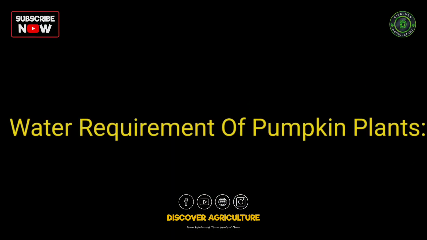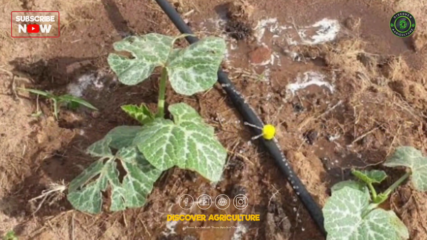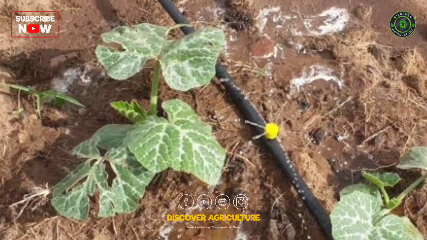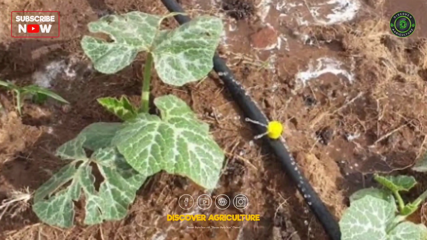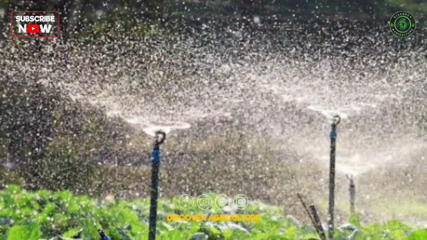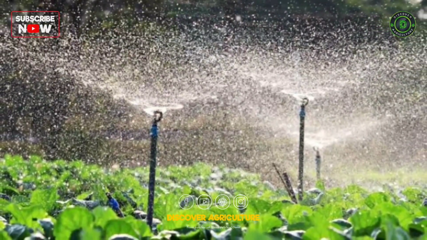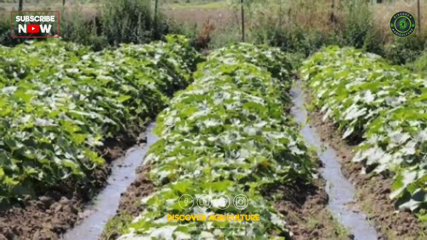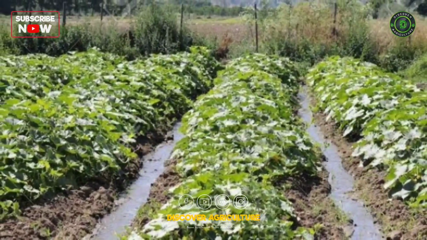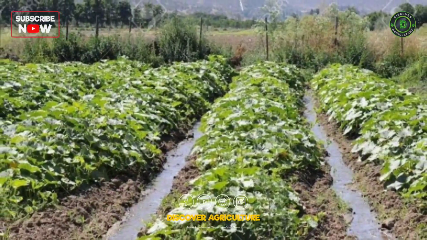Water requirement of pumpkin plants. The irrigation should be given in an open field as per the requirement of the plants. During the initial stages of pumpkin plant growth, irrigate at an interval of 3 to 4 days. Irrigating on alternate days during flowering and fruiting will result in high-quality fruits.